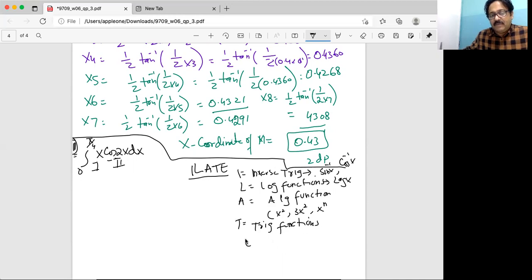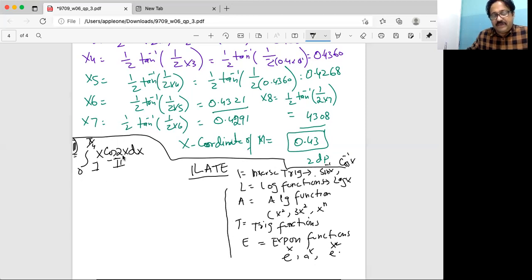T means trigonometric functions, trig functions, and E means exponential functions, like e power x, a power x, and e power x square, and so on. So you should remember this.